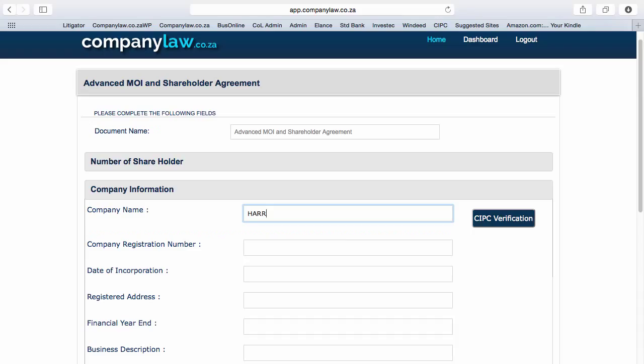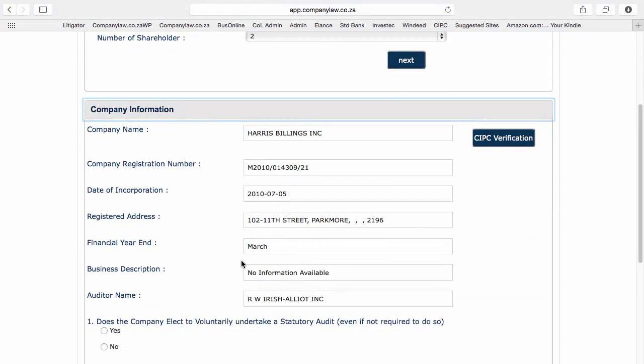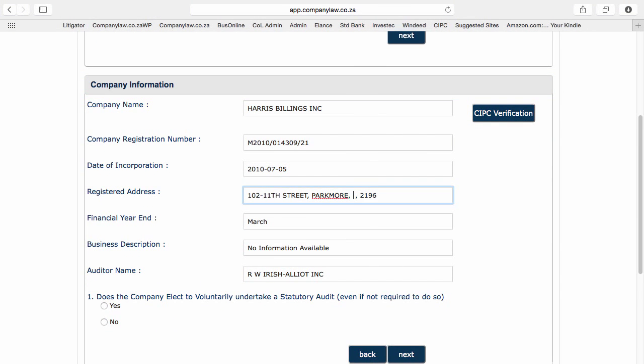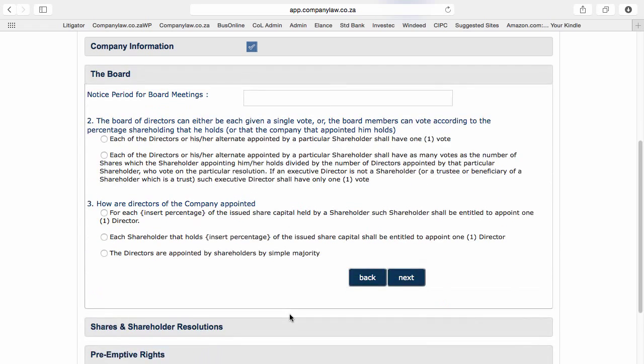We then insert the company's name. We can validate this information through the Companies and Intellectual Property Commission's offices. We select the correct company. What happens is that the company information that's available on the CIPC system pre-populates in the required fields. Then we select whether or not the company elects to undertake a statutory audit.